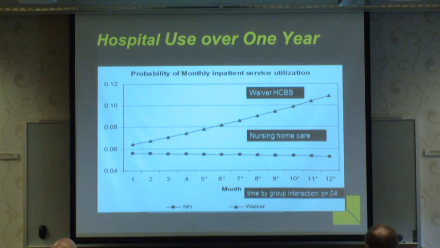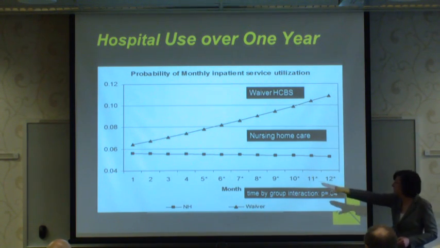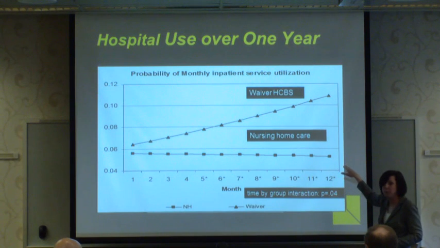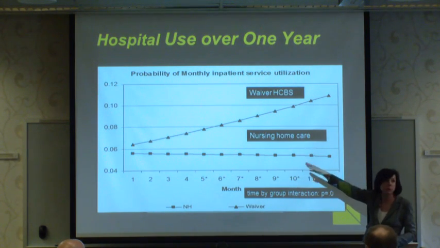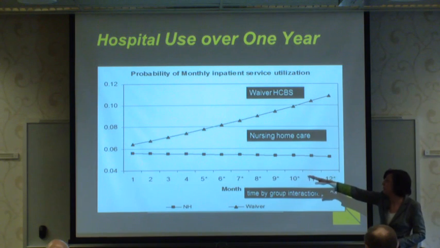So we looked, and interestingly, you see here the probability of inpatient service utilization. Fancy words for it, they went to the hospital. Okay? And the bottom line is that these nursing home people, the probability of their going into a hospital was not only lower than the home and community-based waiver patients, but it stayed low.